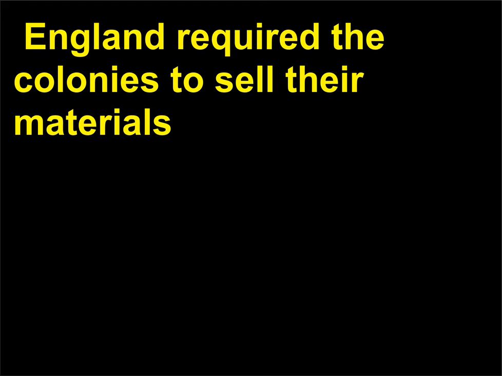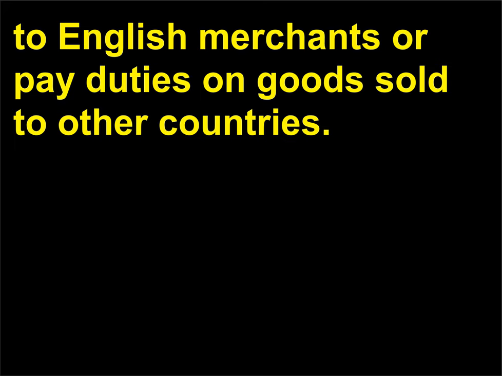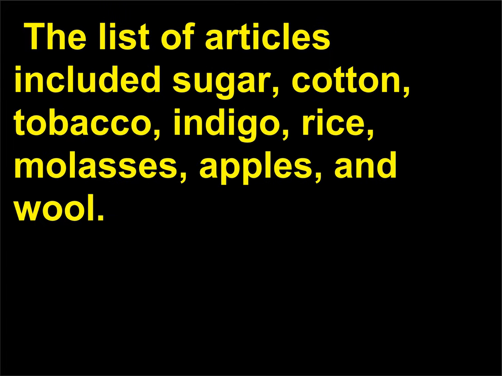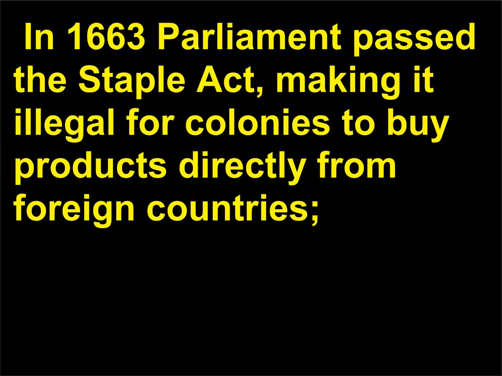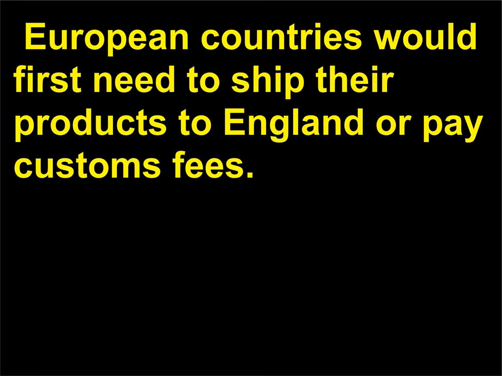England required the colonies to sell their materials to English merchants or pay duties on goods sold to other countries. The list of articles included sugar, cotton, tobacco, indigo, rice, molasses, apples, and wool. In 1663, Parliament passed the Staple Act, making it illegal for colonies to buy products directly from foreign countries. European countries would first need to ship their products to England or pay customs fees.